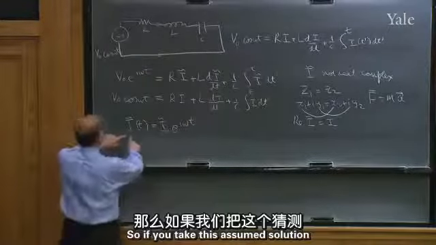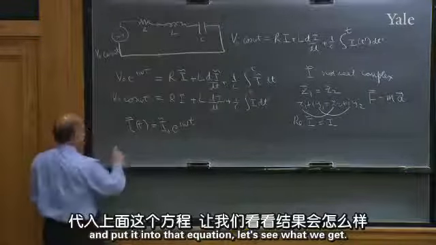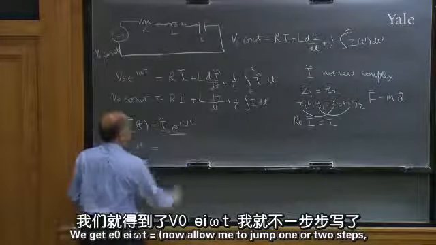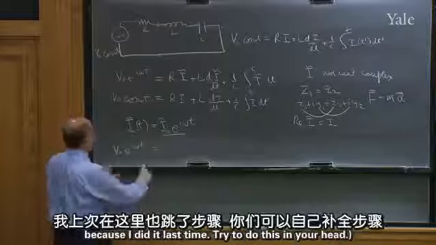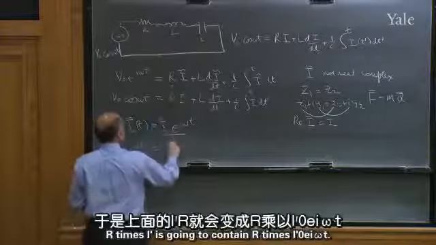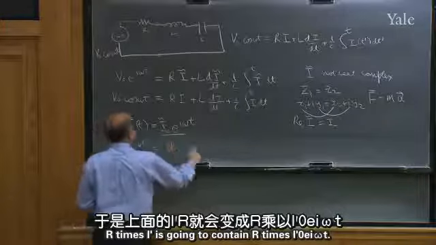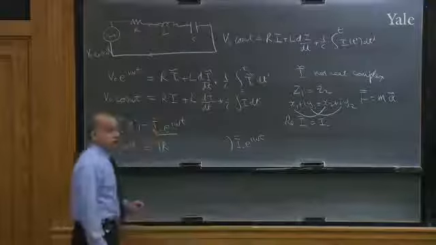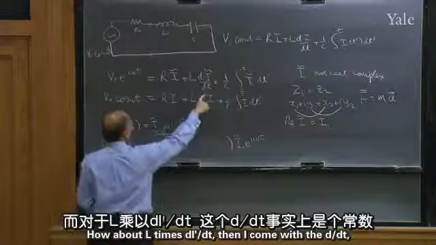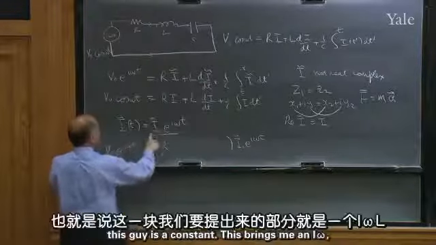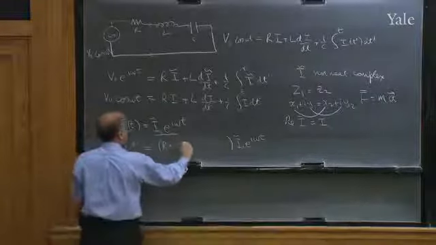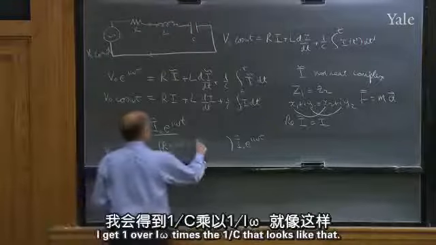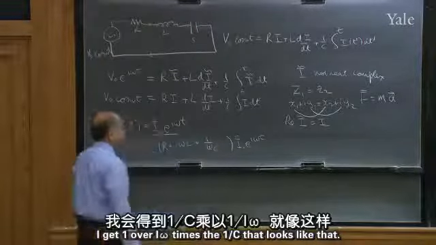So if you take this assumed solution and put it in that equation, let's see what we get. We get v0 e to the I omega t equals. Now allow me to jump one or two steps because I did it last time. Try to do this in your head. R times I twiddle is going to contain r times I twiddle 0 e to the I omega t. How about L times di twiddle dt? When I come with the d by dt, this guy is a constant. This brings me an I omega. So I write I omega L times the same thing. When I integrate, I get 1 over I omega times the 1 over c. That looks like that.